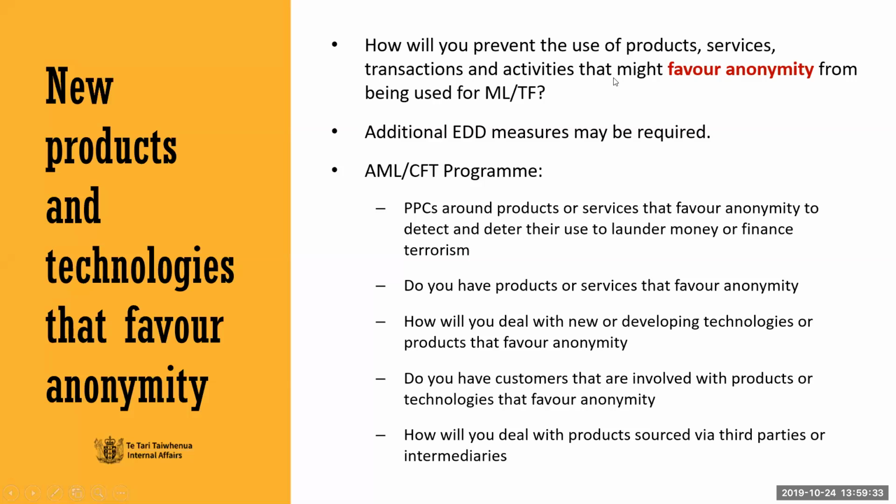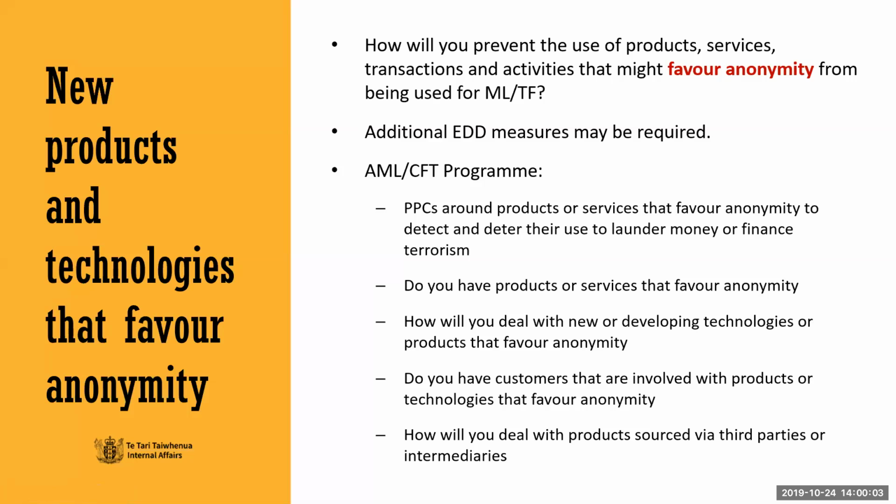The Act requires your program to set out how you prevent the use for money laundering and terrorism financing of products, services, transactions, and activities that might favour anonymity. Money launderers and financiers of terrorism seek new ways to mask their identity or the identity of the recipients of their funds. This makes products, services, transactions, and activities that favour anonymity or enable obscured beneficial ownership particularly attractive for money laundering and terrorism financing.